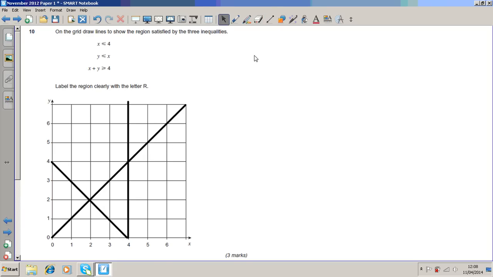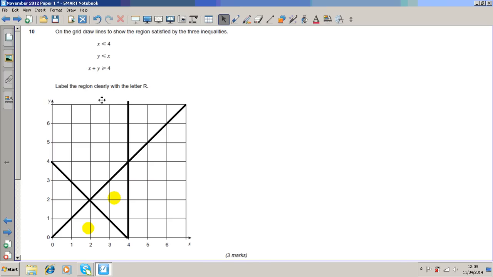So now we've done that, we've just got to be careful that we label the right bit up. X is less than 4, so I know somewhere on this side here of x is 4. Y is less than x. Well, if I choose this point here, then y is 3 and x is 5. Y is less than x, so it's under there, so it's somewhere in this triangle here. So it's either this bit or that bit.